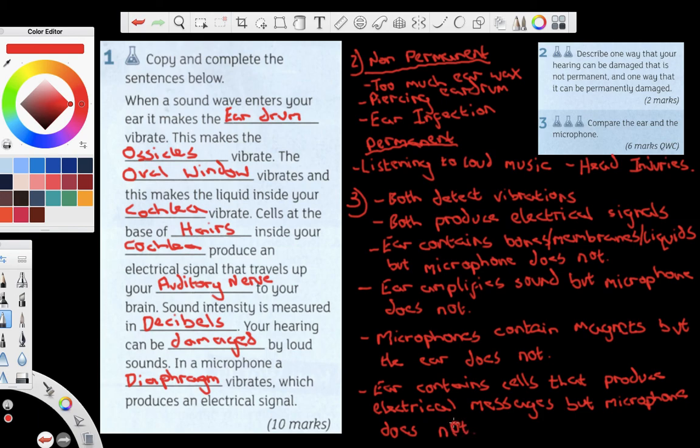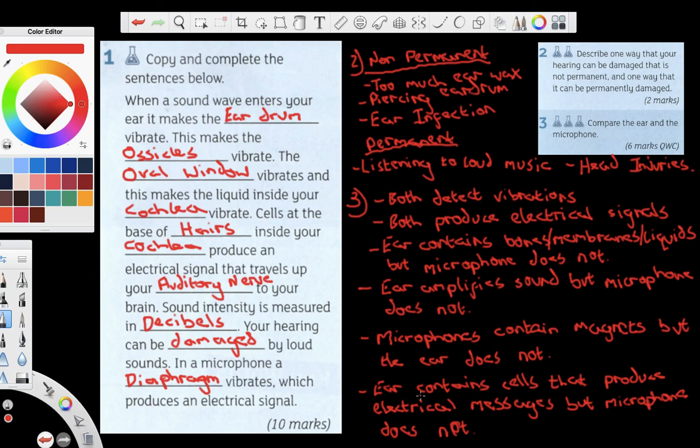So these would have all given you marks. They both detect vibrations. They both produce electrical signals. The ear contains bones, membranes and liquids, but a microphone does not. The ear amplifies sound, but a microphone does not. Microphones contain magnets, but the ear does not. And ears contain cells that produce electrical messages, but microphones do not.